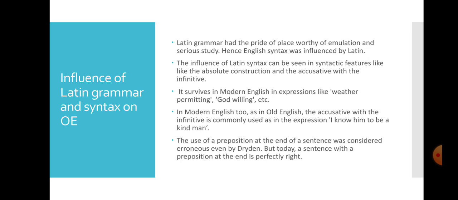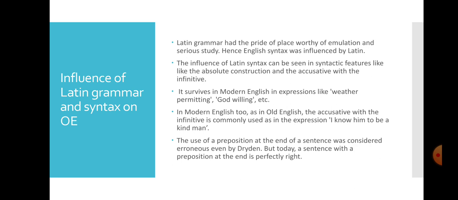Sometimes the usual word order is changed in order to give emphasis. That is called absolute construction. The expected word order or syntax is altered to give particular emphasis or some other purpose. Accusative, you know, right? Accusative means object of an action. So syntactical features like absolute construction came from Latin influence.